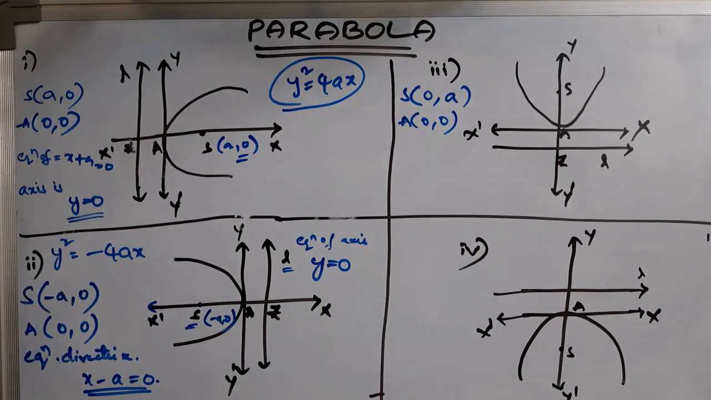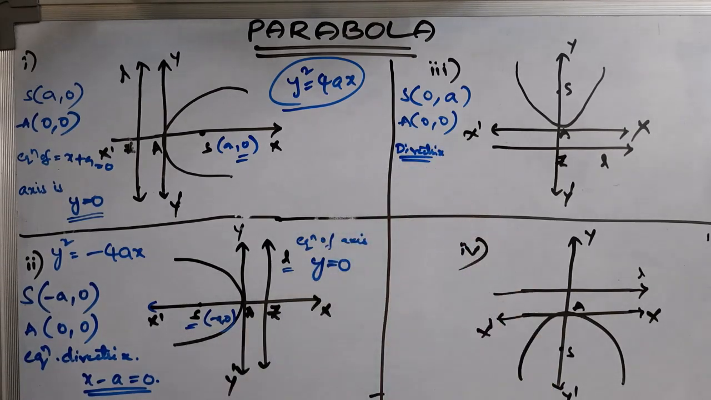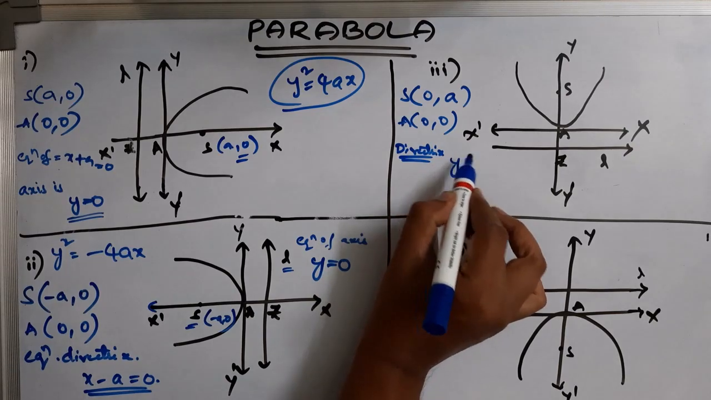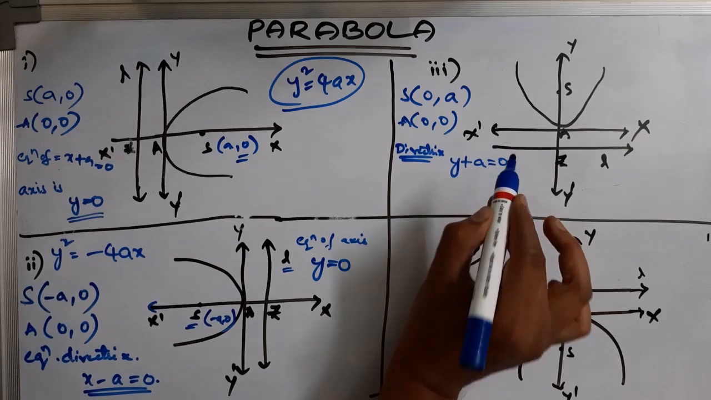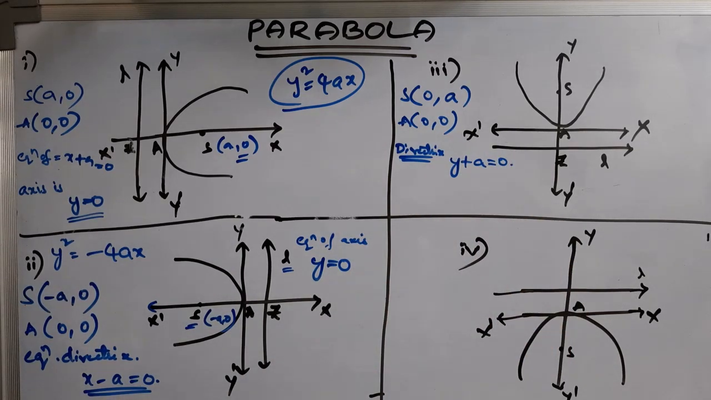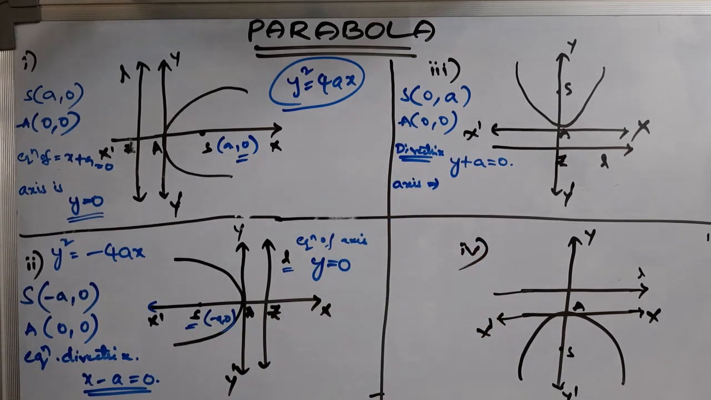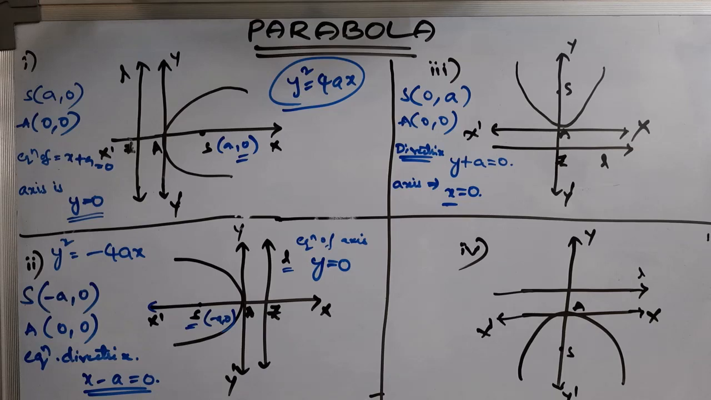Okay, next, equation of directrix. As it lies on the y-axis, you simply write y, and the a value is positive, y plus a is equals to 0. And the equation of axis, here it is going to change, as the parabola lies on the y-axis, the equation of y-axis is x is equals to 0. Did you get it? Yes, I think so.